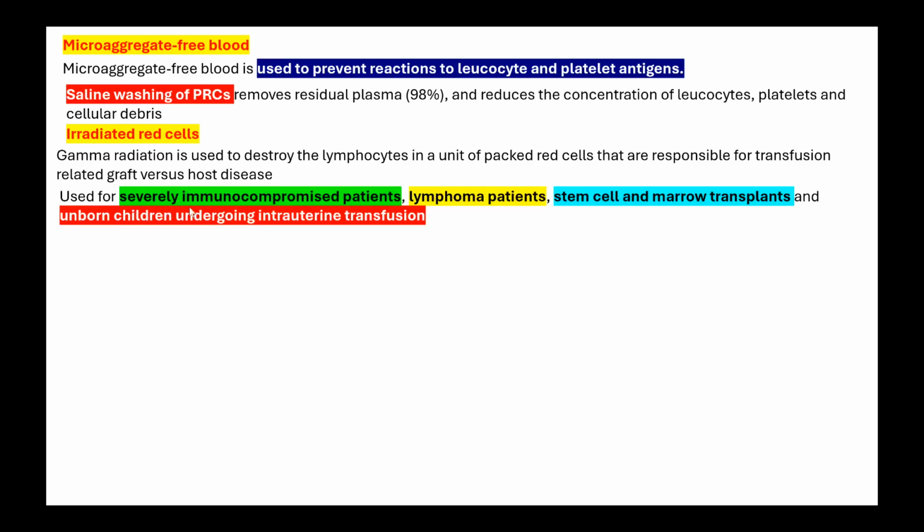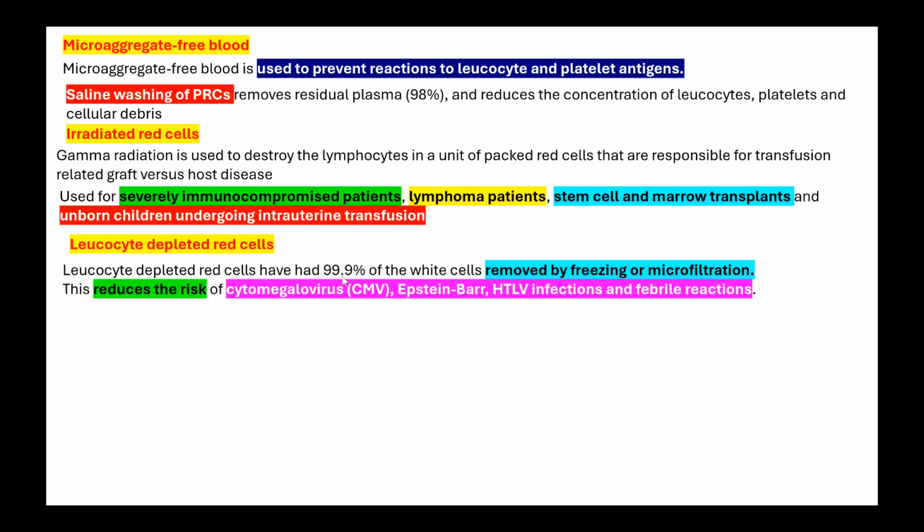And these are usually used for severely immunocompromised patients with lymphoma or stem cell and marrow transplant. Whenever you do a stem cell transplant or bone marrow transplant surgery, you have to use only irradiated red cells because otherwise that will cause a reaction. And in children undergoing intrauterine transfusion for any purpose, there also you have to use only irradiated red cells.